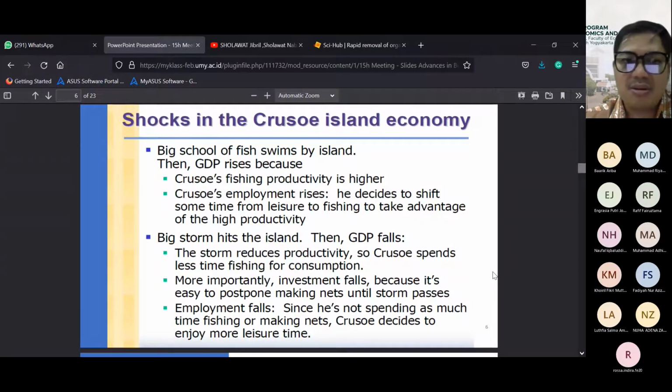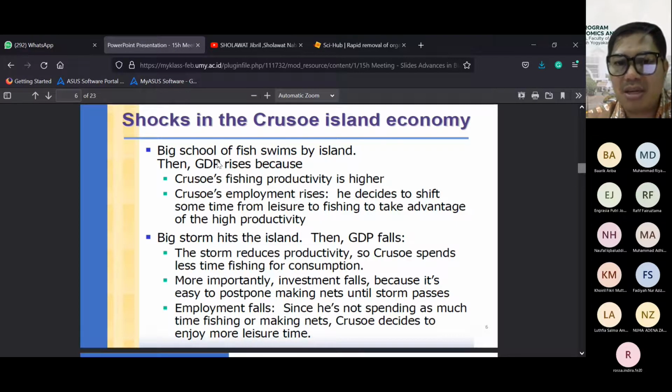Yeah. So an example here is a big school of fish swims by the island. Then GDP rises because Crusoe's fishing productivity is higher. Yeah, I hope you understand this one, because the fishing increases.